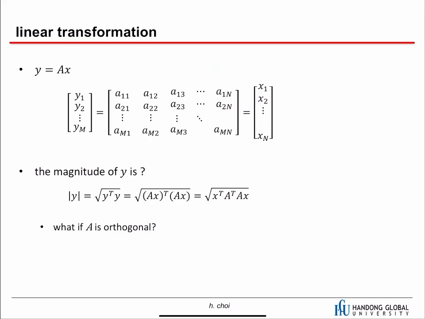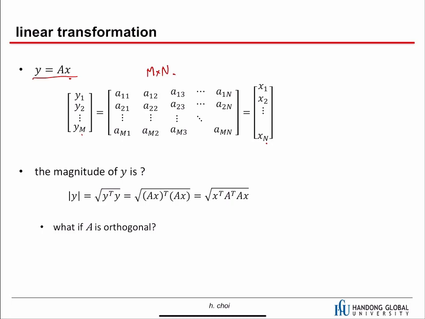Okay, next one is the linear transformations. I already talked about this, right? So y is A times x. x is an n-dimensional vector and y is an m-dimensional vector. And then this matrix A is an m times n matrix.